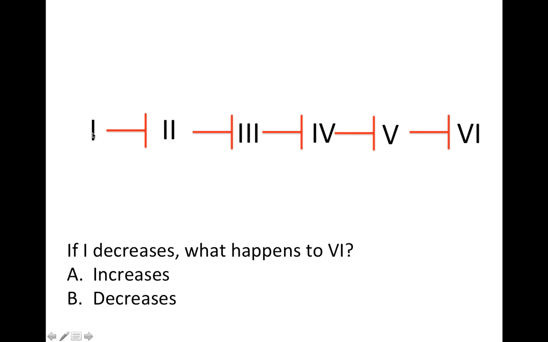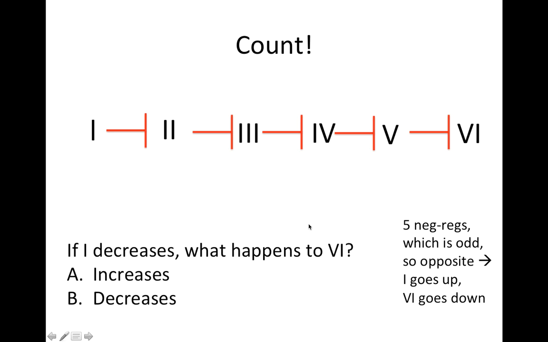Okay, so we can do questions like this. If 1 increases, what will happen to product 6? We can just count 1, 2, 3, 4, 5 in between. So 5 is odd, so that means it's going to be opposite. If 1 goes up, 6 will go down. And we could work it out. If 1 decreases, so that means 1 down, 2 up, 3 down, 4 up, 5 down, 6 up. So if this decreases, this increases. We can just count the 5 because it's odd. They'll be opposite.